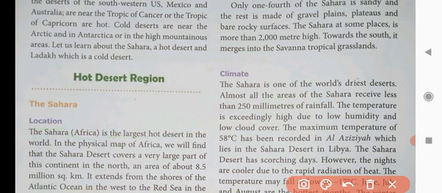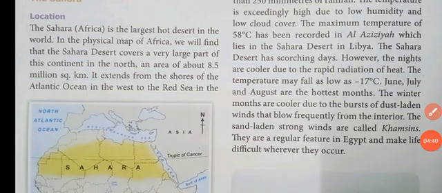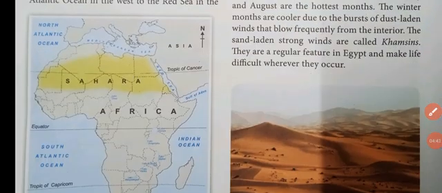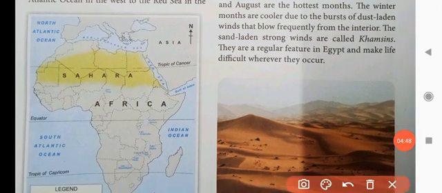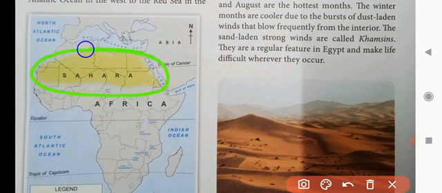And then here there is a map. You can see in the map, with the help of the map, the area which is shaded with the yellow color. This region is the Sahara desert area. The yellow region is the Sahara.